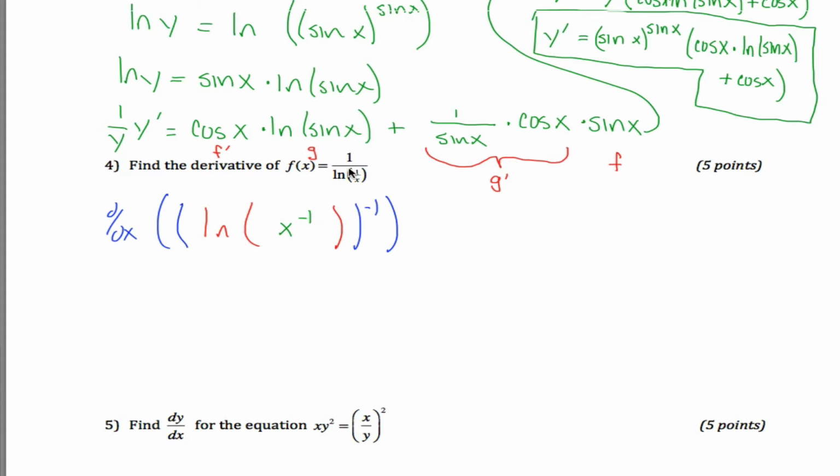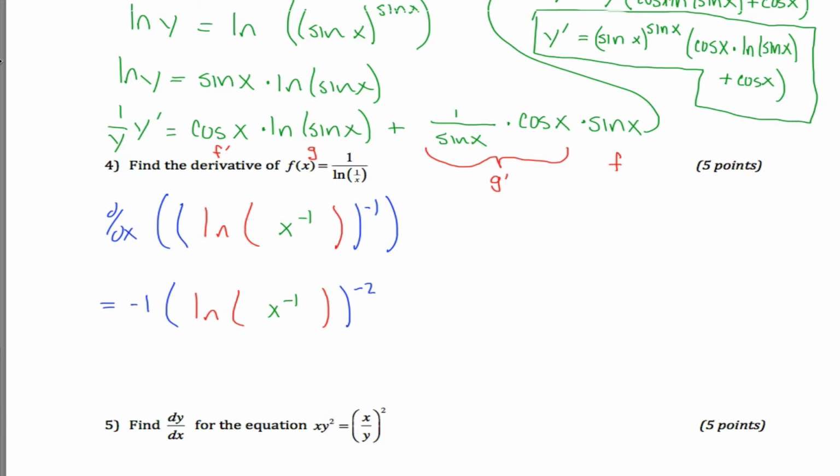You don't have to do it this way. You could do a couple quotient rules if you felt like it. I don't feel like it. So let's take this derivative using the chain rule. On the outermost function, I got stuff raised up to the negative 1 power. So negative 1 times stuff to the negative 2 power. The stuff happened to be the natural log of x to the negative 1 power.